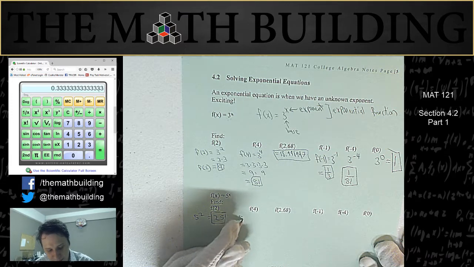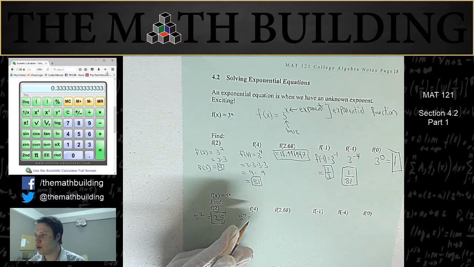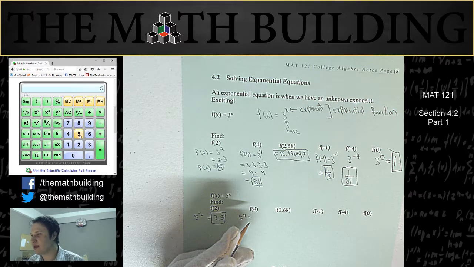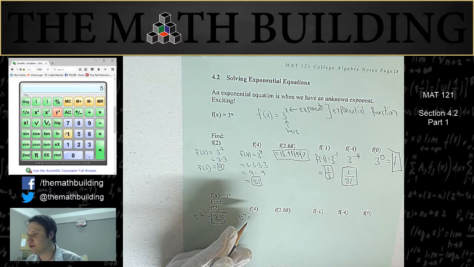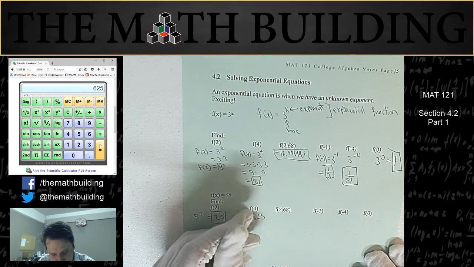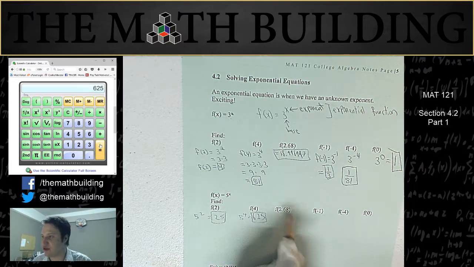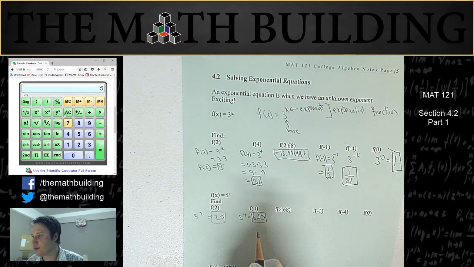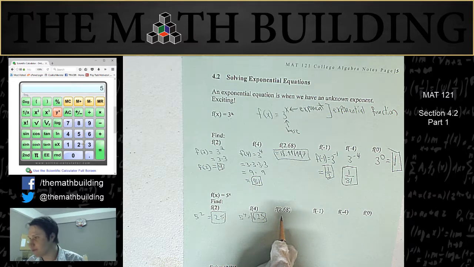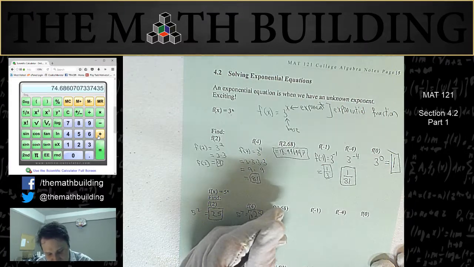5 to the 4 would equal 5 times 5 times 5 times 5, which would be 25 squared, which I believe is 625. It is. So that is 625. I have to use the calculator for this one. 5 to the 2.68 equals 74.686.